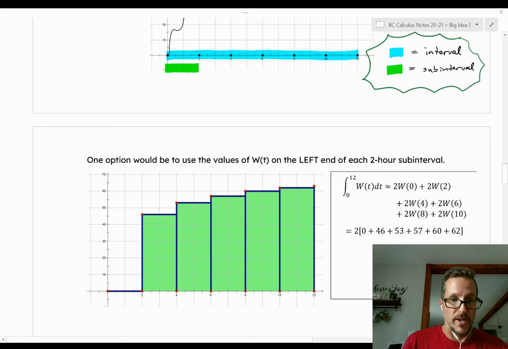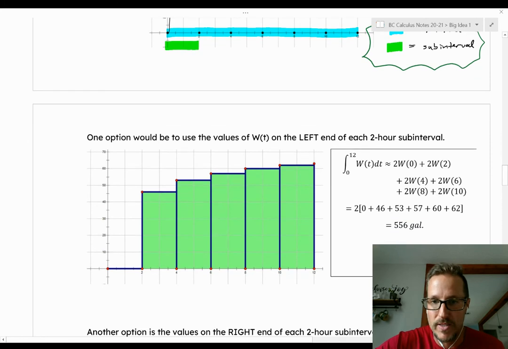So if I do 2 times the first left height, the first left height is the value of W at 0, then W at 2, 4, 6, 8, 10, but I'm not using the height at 12 because that's not a left height. So I've worked it out here on the side. Each of those subintervals is 2. So I've subbed in the data from the table, and I've got a grand total of 556 gallons. Now that's just an estimate.